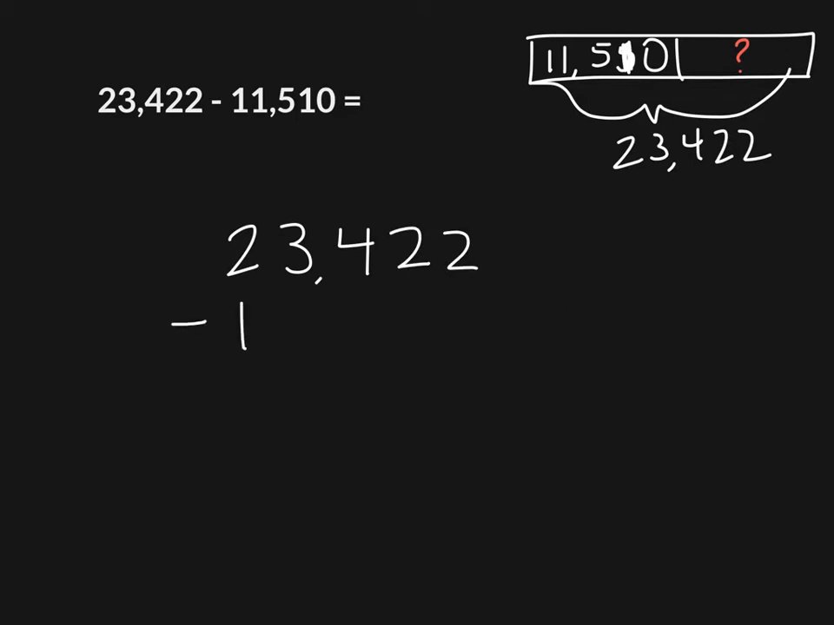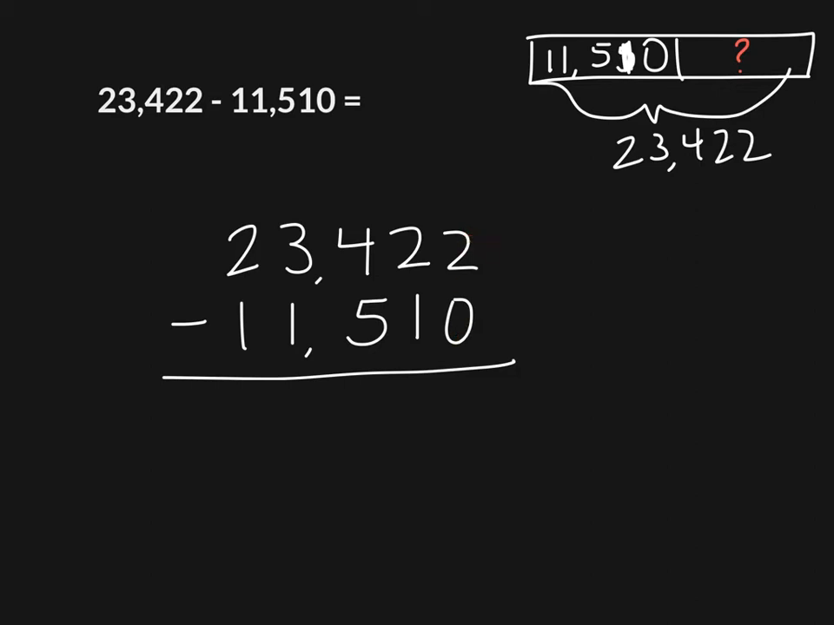23,422 minus 11,510. When you rewrite the numbers, it's important to line up your place values. Make sure you're writing nice and neat so that your ones are lined up with your ones, your tens with your tens, your hundreds with your hundreds, thousands with thousands, 10,000s with 10,000s.